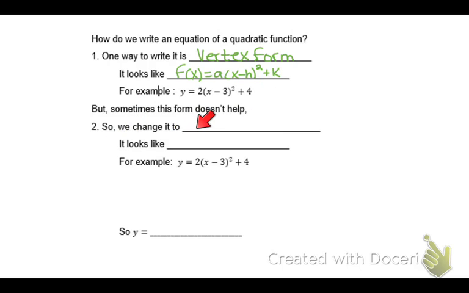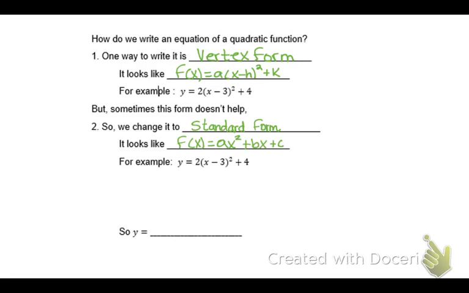So we change it to a different form, which is called standard form. And it looks like f of x equals ax squared plus bx plus c. For example, we have this equation written in vertex form. I am going to change it to standard form. And we've done this before, right?